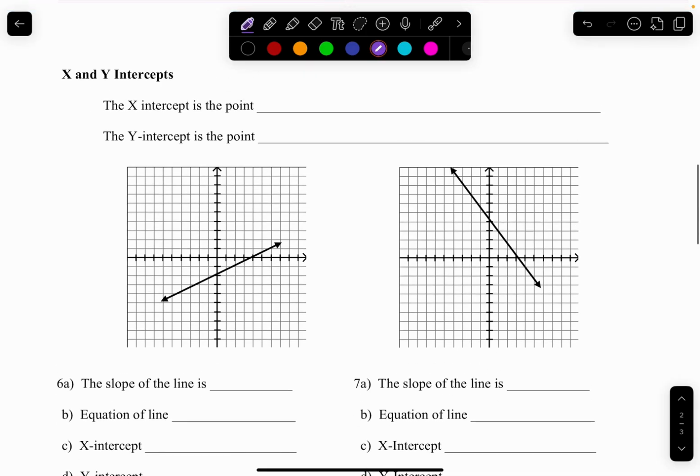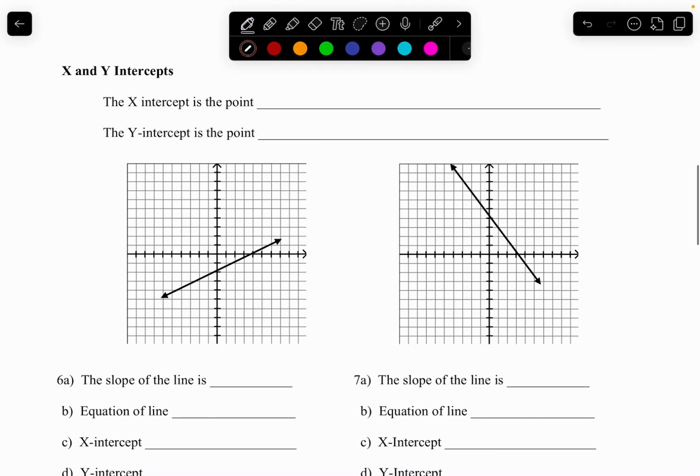All right, let's talk about x and y intercepts. Your x-intercept is the point where your graph crosses the x-axis, and your y-intercept is the point where your graph crosses the y-axis. So your x-intercept is always going to be the point x comma 0, and your y-intercept is always going to be the point 0 comma y. Okay, that's how we write our intercepts. For an x-intercept, your y is always 0, and for your y-intercept, your x is always 0. And that's going to be important for us, not now, but a little bit further down this page.